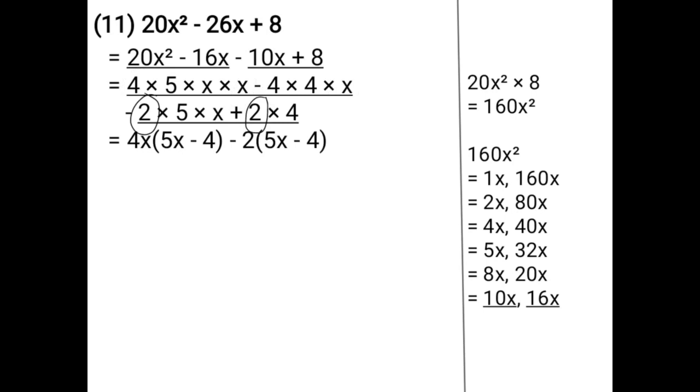In the bracket, 5x minus 4 is repeating, that you have to write only one time. That is equal to 5x minus 4. Outside the bracket of 5x minus 4 is 4x and minus 2, that you have to write in the second bracket. That is 4x minus 2.